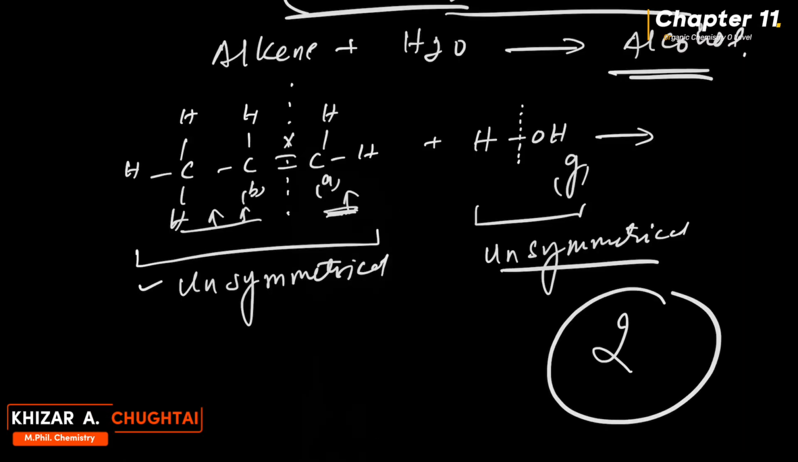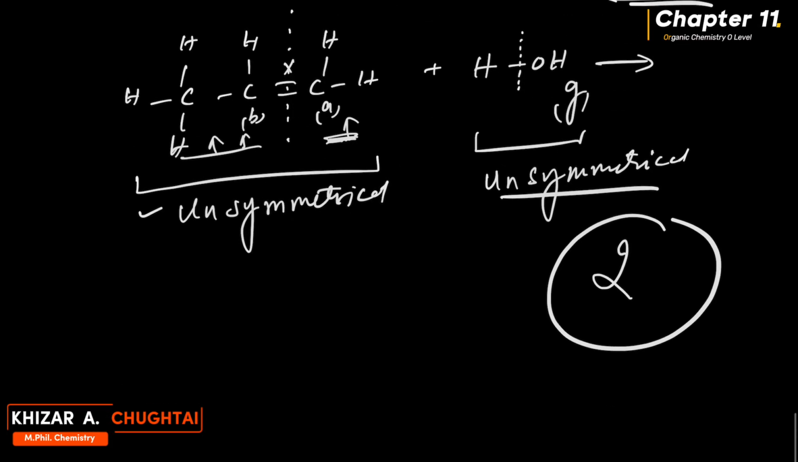Same is the case with this HOH. If it is cut at any single bond, here are two single bonds, HO single bond H. So if both compounds are unsymmetrical, then there will be two products. There will be two alcohols in this case. How can we make two types of alcohol?